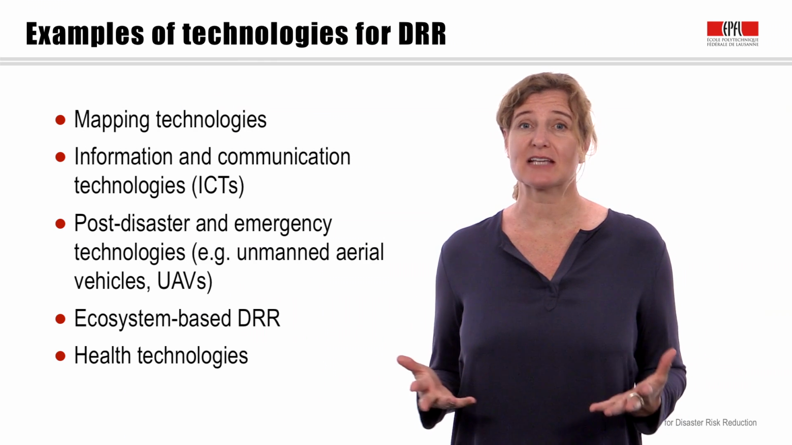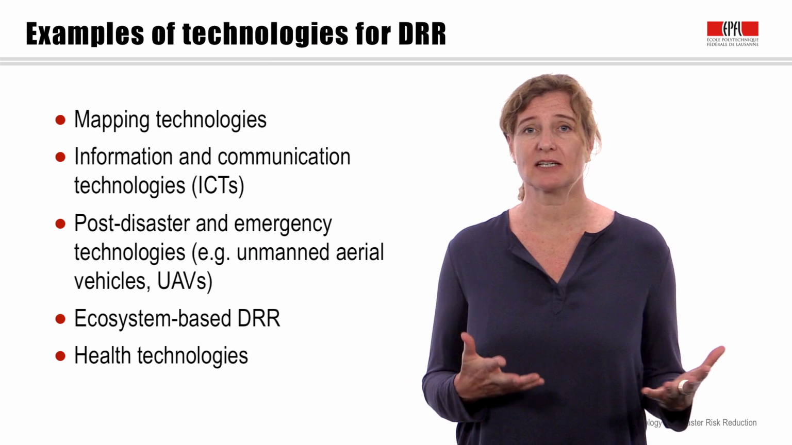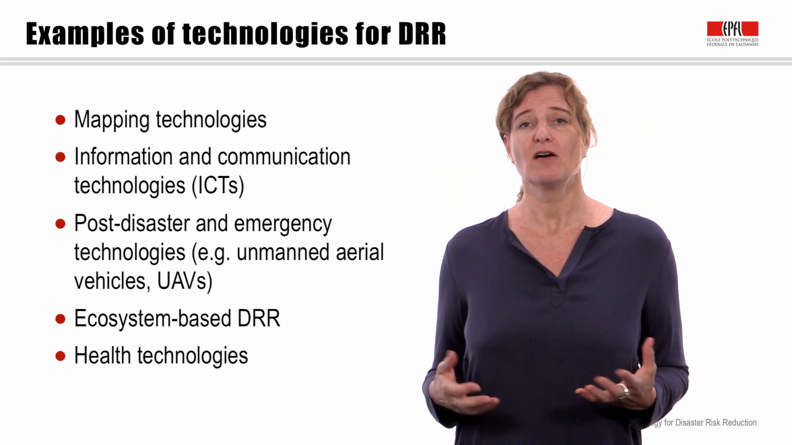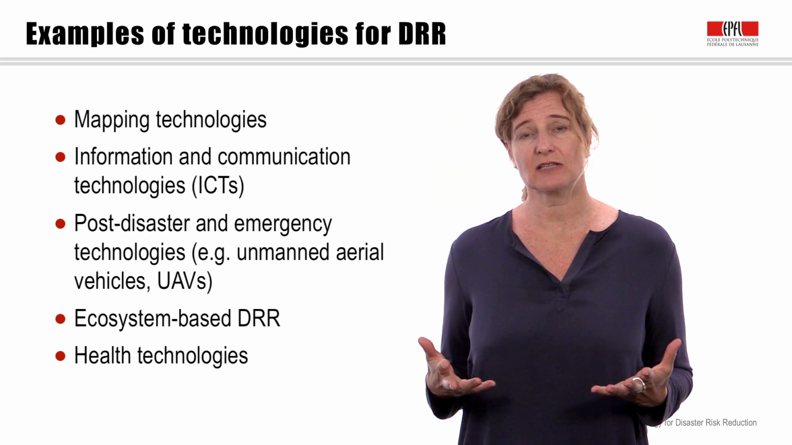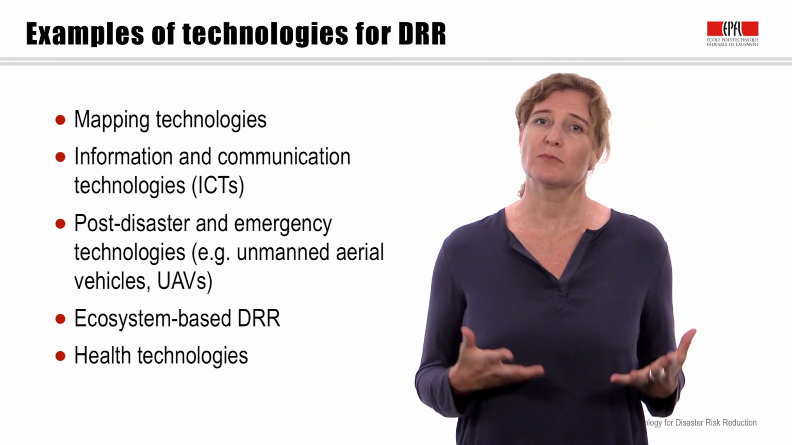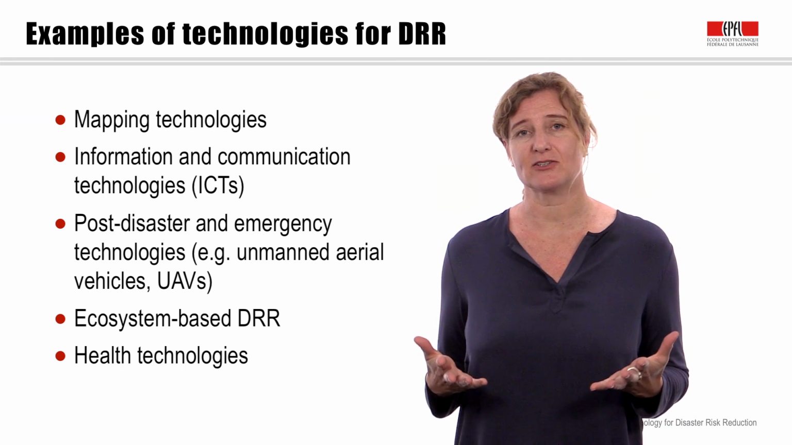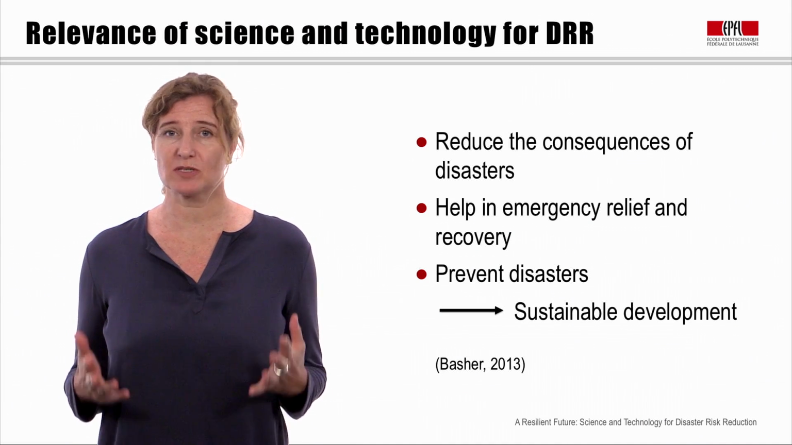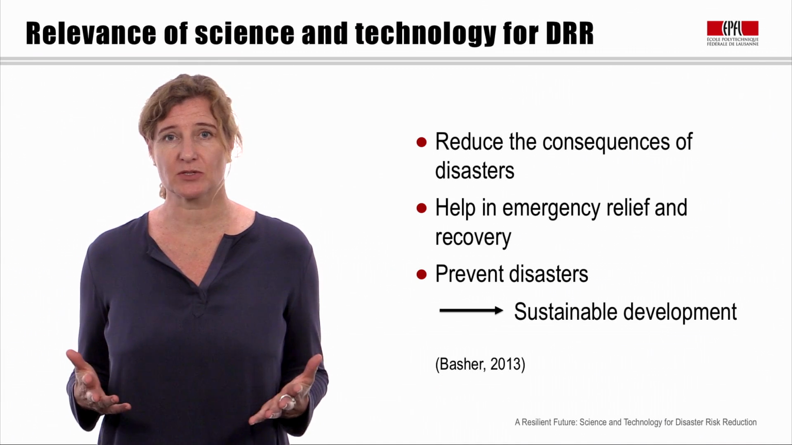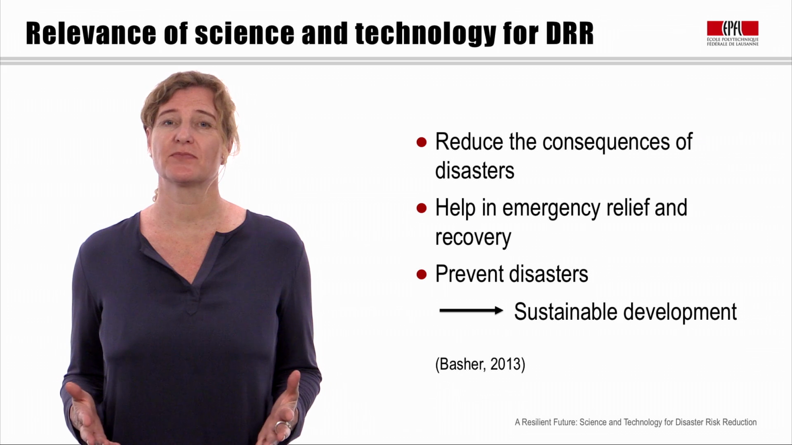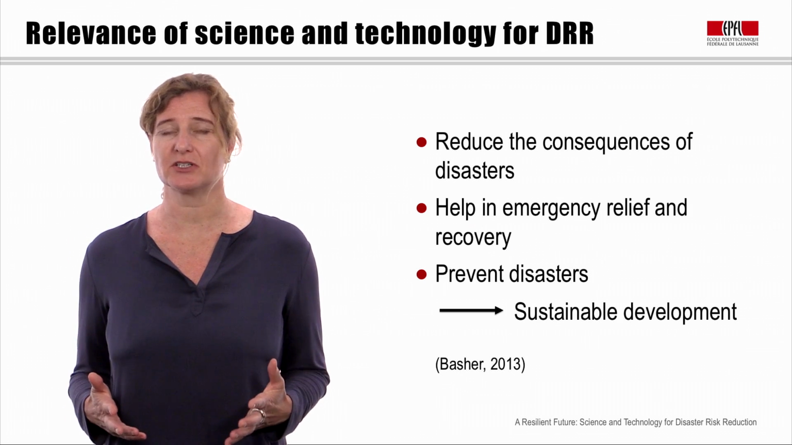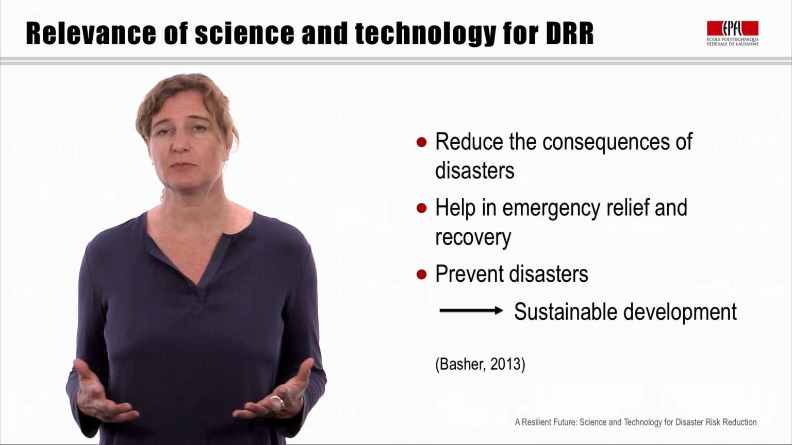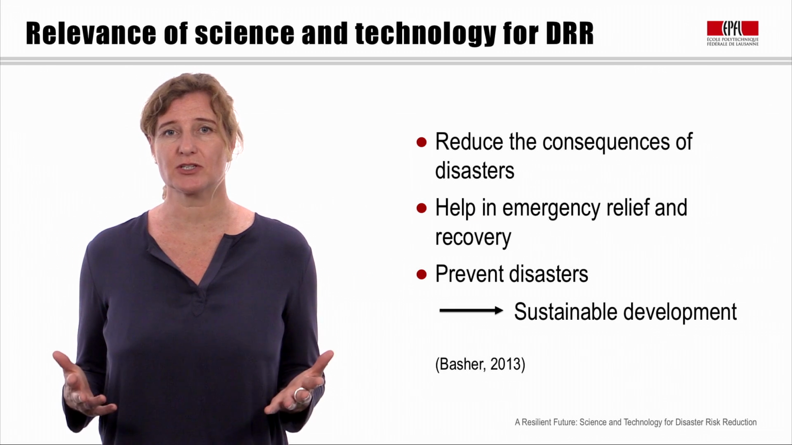Examples of technologies for disaster risk reduction include, for instance, mapping technology, communication technology, post-disaster and emergency technologies, for instance, unmanned aerial vehicles that are also known as drones, ecosystem-based disaster risk reduction, and health technology. Science and technology can help reduce the consequences of disasters and, most importantly, prevent disasters and, by doing so, lead to more sustainable development. I invite you to look at the additional material section of this video, where we include a non-exhaustive overview with examples of science and technology for disaster risk reduction.